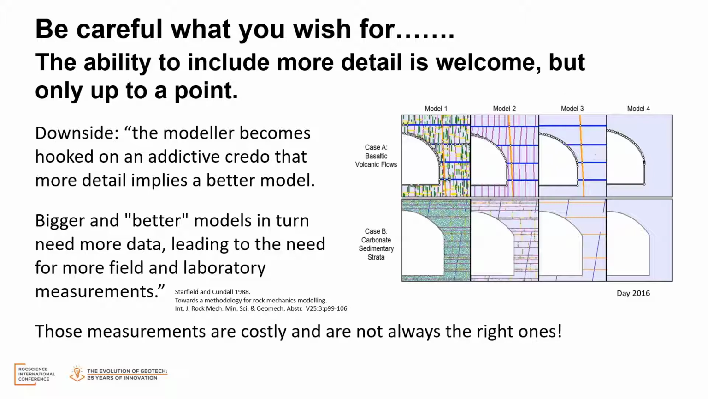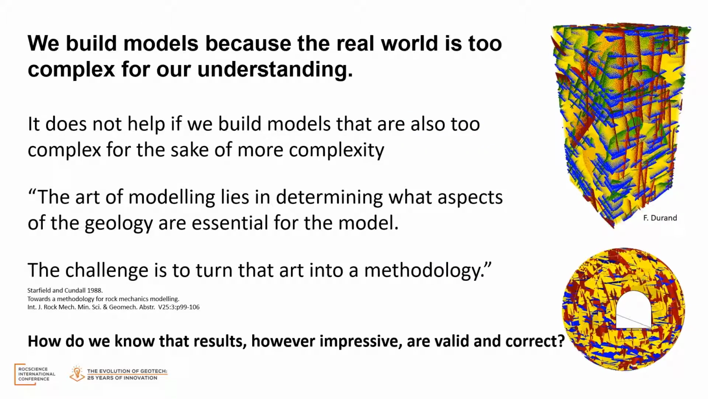Now, that said, greater complexity is terrific. The ability to include more detail is welcome, but only up to a point. So the downside of more complex, apparently more realistic models is that the modeler, and again, this is a quote from Starfield and Cundall, becomes hooked on an addictive credo that more detail implies a better model. Bigger and better models in turn need more data, leading to the need for more field and laboratory measurements. Now the problem is that those measurements are costly and are not always the right measurements. We don't currently do routine site investigation to collect data to feed into these complex models. We build models because the real world is too complex for our understanding. It doesn't help if we build models that are too complex just because we want them to be complex.